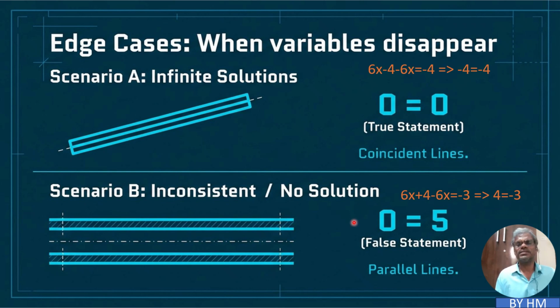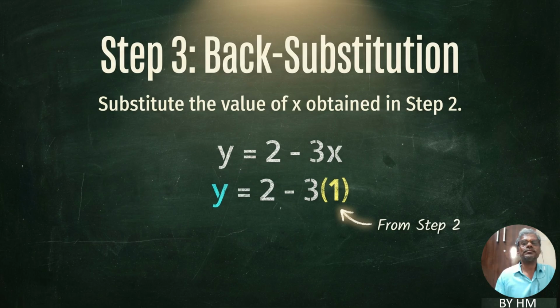Also, we can get somewhere 0 is equal to 5, or a is equal to b, indicating that it is a false statement. In that case, the system is inconsistent or has no solution. And in this case, the lines represented by these equations are parallel lines.